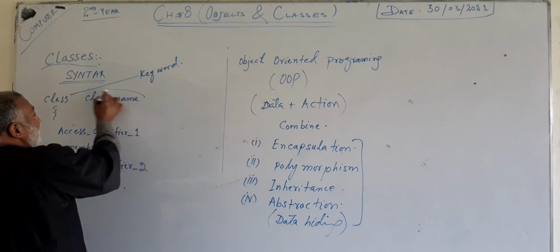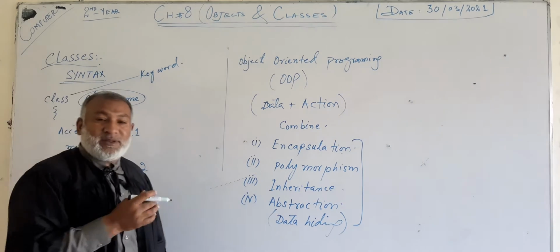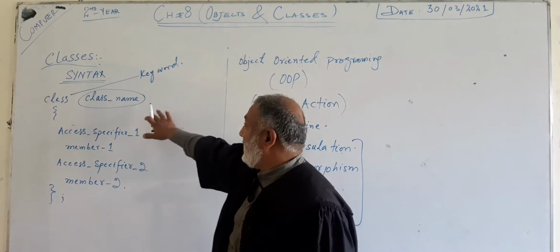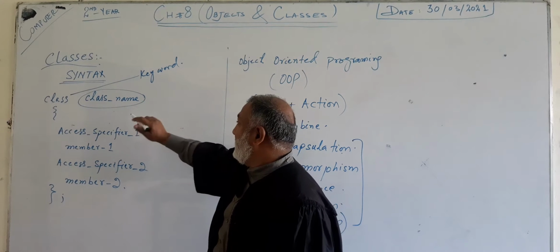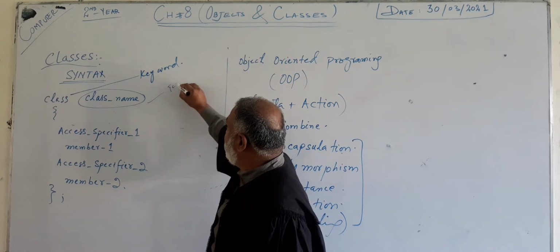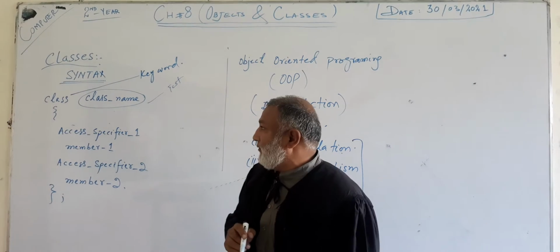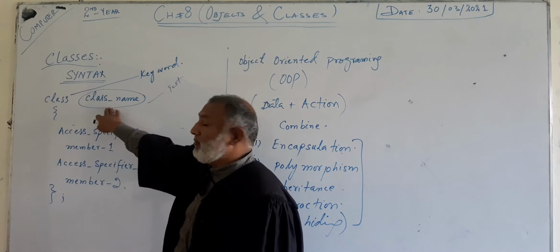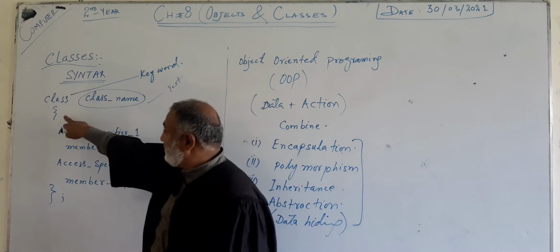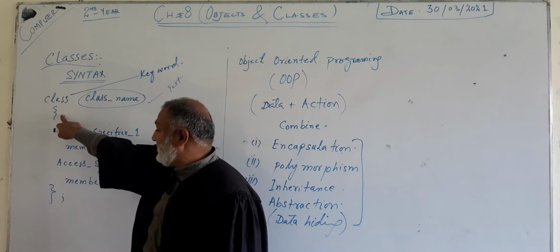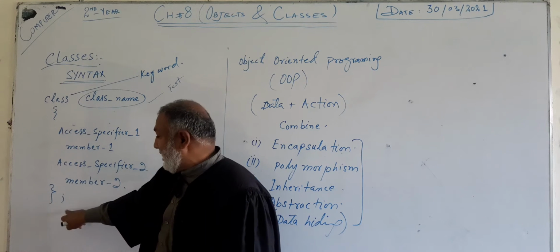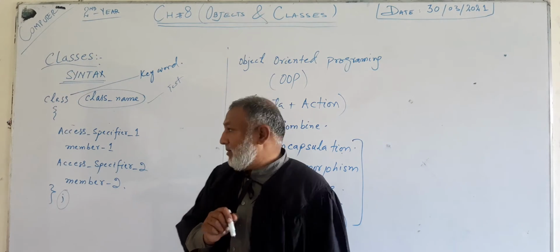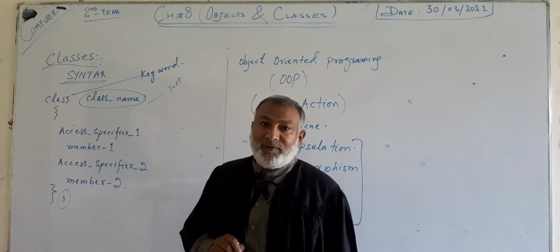The name of the class can be any name which satisfies the rules for variable names. For example, you can write test class or ABC, any name you can give to the class. So there will be the reserved word class, and then any name you give to your class. The class starts with a brace and finishes with a brace, and there is a semicolon. Whenever you finish your class, it finishes with a semicolon. This is called the terminator of your class.